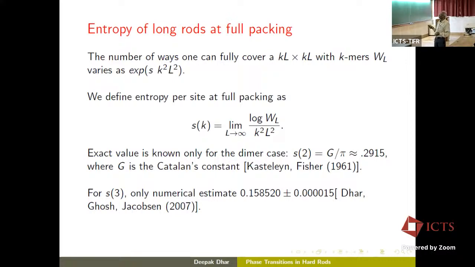And the answer is that it varies like the volume multiplied by a number, and that number we call S. This is the entropy per site of the packing. So S is the log of the number of ways divided by K squared L squared, and we call it entropy per site. The exact value of entropy is known for K equal to 2. That was the work of Fisher and Kasteleyn, and it's known to be the Catalan constant divided by pi.